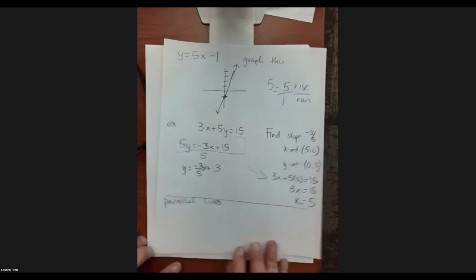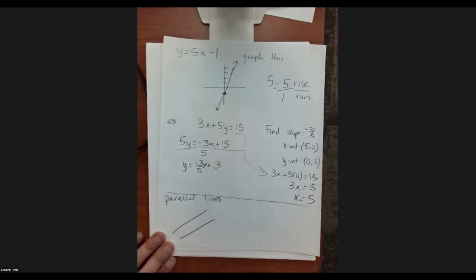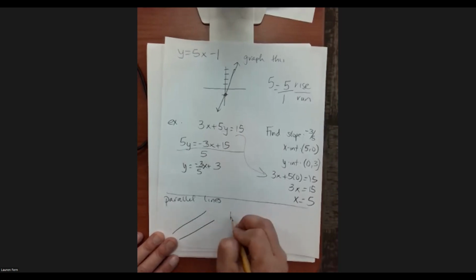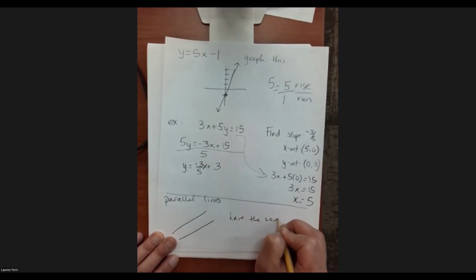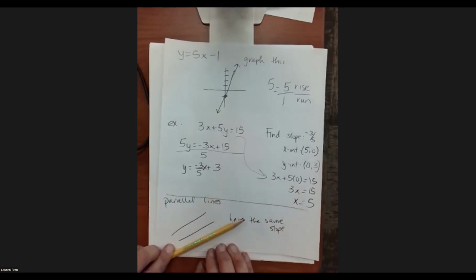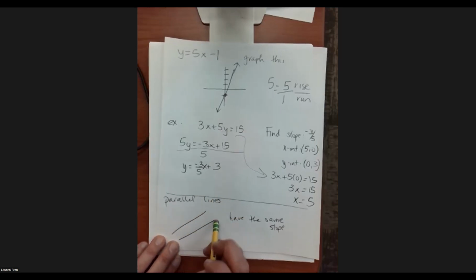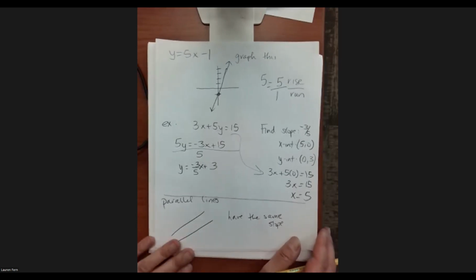Parallel lines. Pretend those are parallel. Parallel lines have something in common. Does anyone know what it is? Yep, parallel lines have the same slope. They have different y-intercepts because they occur in different places in space. But if I'm trudging up this hill and I'm trudging up this hill, it's going to hurt my quads in the exact same way. Okay. So that's a cool thing to know.